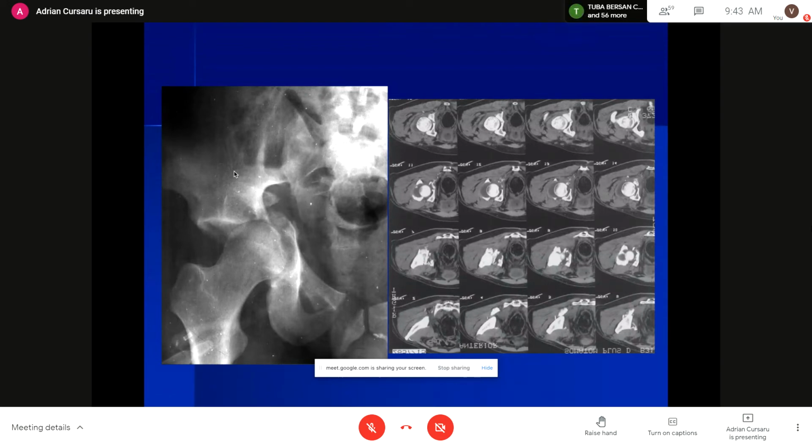Dislocation appears just on the joints. Okay, we have dislocation for the joints or displacement for the fractures. We have here the femoral head, and here is the acetabulum. They are in contact. You cannot say it's a dislocation if there exists a contact between both joint surfaces. Then it's a displacement, something like this.